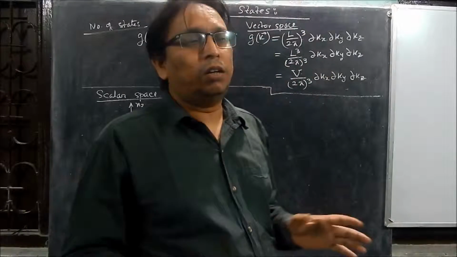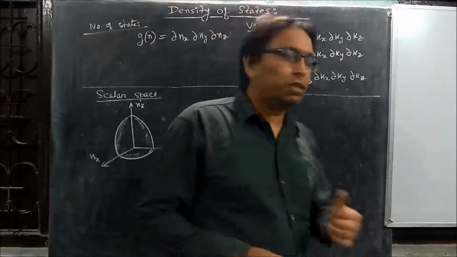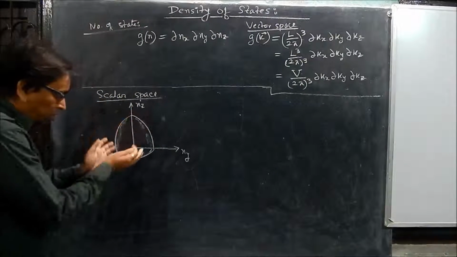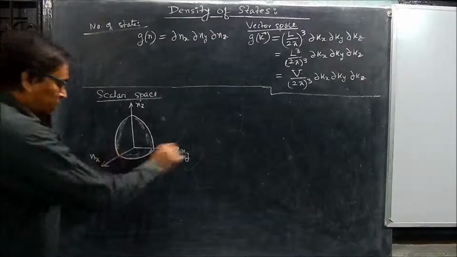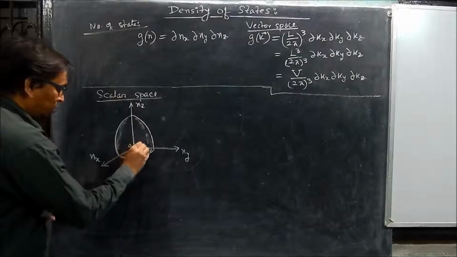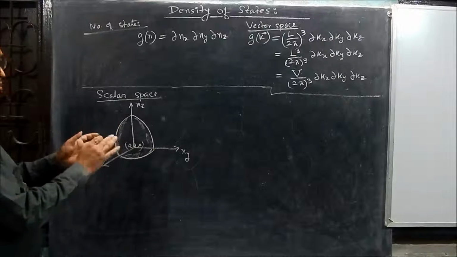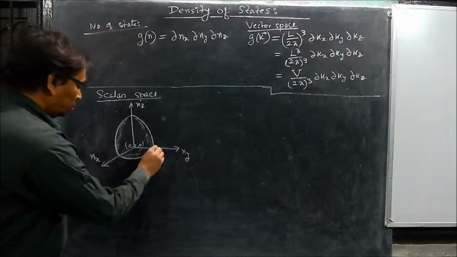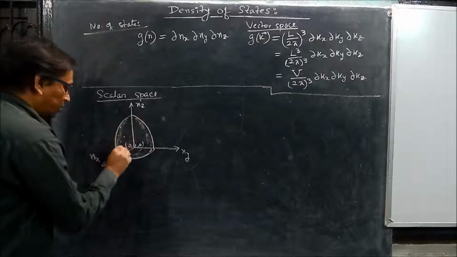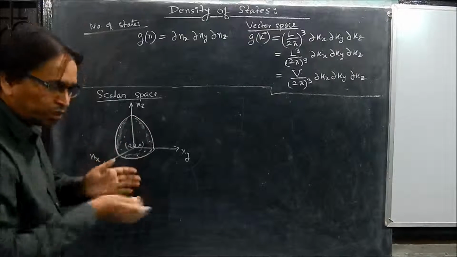Okay, now we will discuss the scalar space. Scalar space means, suppose we are considering a sphere. So this is your nx, this is ny, this is nz, this is the center 0 0 0, and this is a sphere. We are taking the part of a sphere. Every particle will remain on the surface of the sphere.